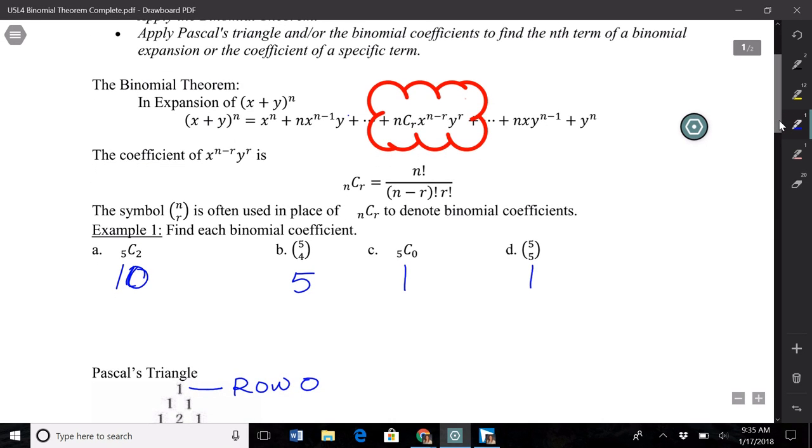In order to calculate nCr, your calculator has an nCr button. You can also use Pascal's triangle, which is usually what I prefer to do, or we can use the factorial formula: n factorial divided by (n minus r) factorial times r factorial. We can also use this symbol here, n over r in parentheses. So we did these in class. 5C2 is 10, 5C4 is 5, 5C0 is 1, 5C5 is 1.